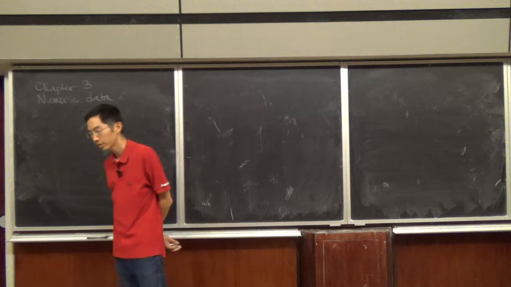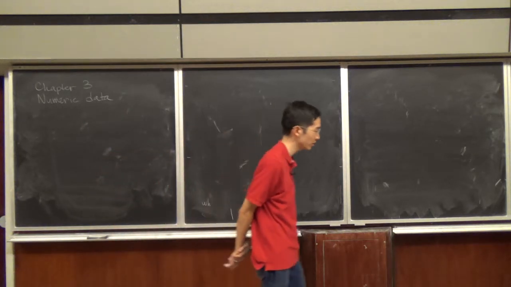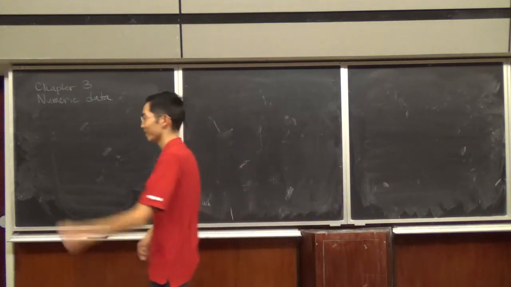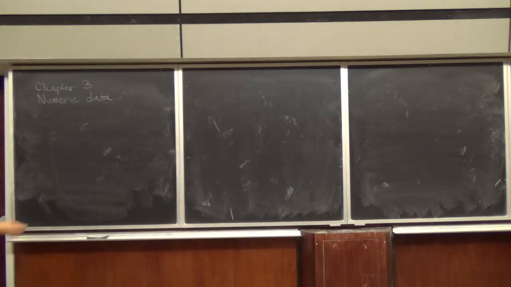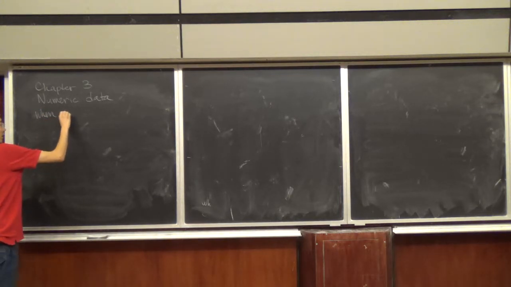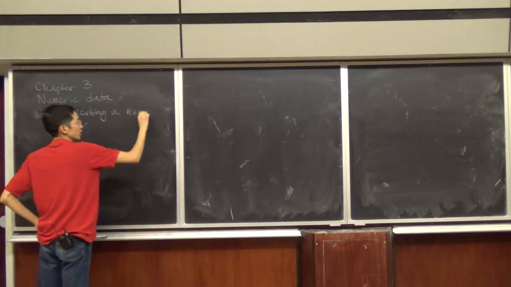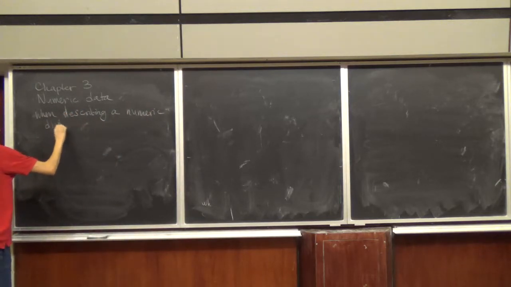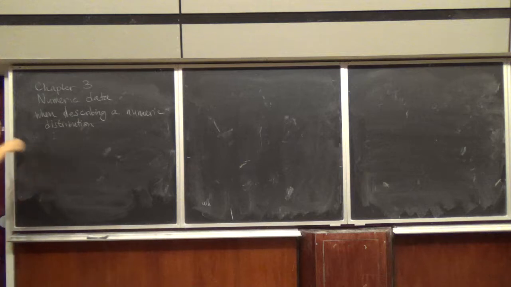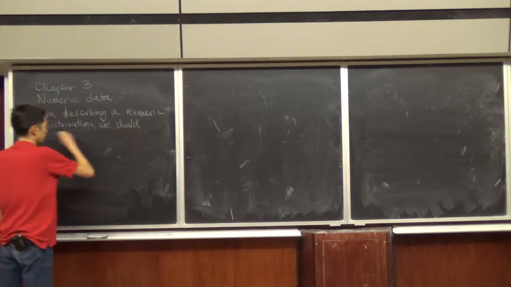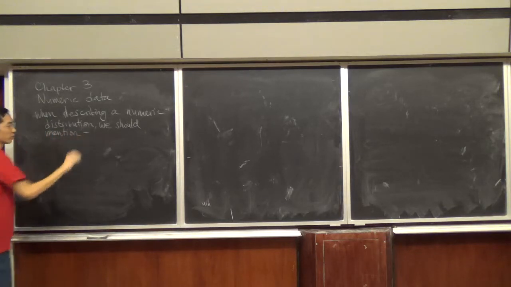And last week, we said when you are describing a numeric distribution, there are things that you want to talk about. I just mentioned them like a minute ago, but let's make sure we understand. What are the things that we want to talk about when we are describing a numeric distribution? Just write this: describing a numeric distribution. Or in other words, when we're describing the data of a numeric variable, we should mention, do you remember the things that we should mention?